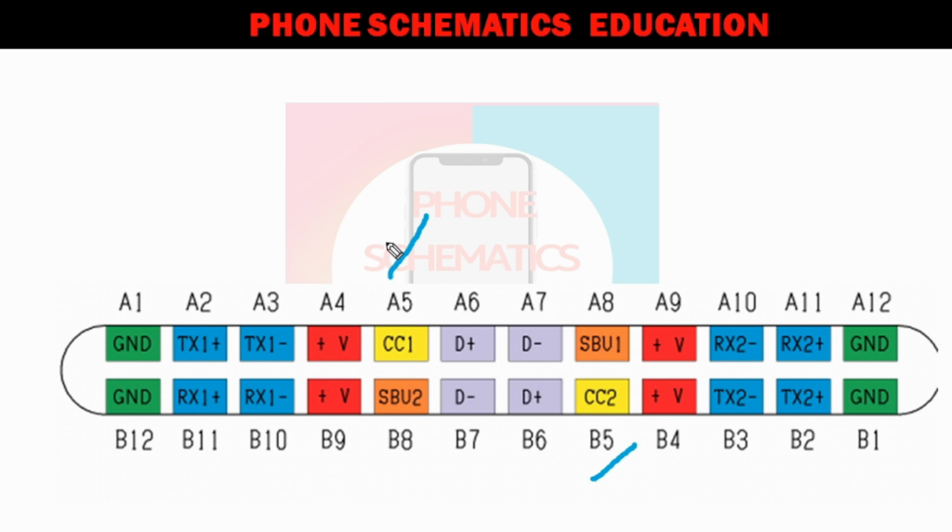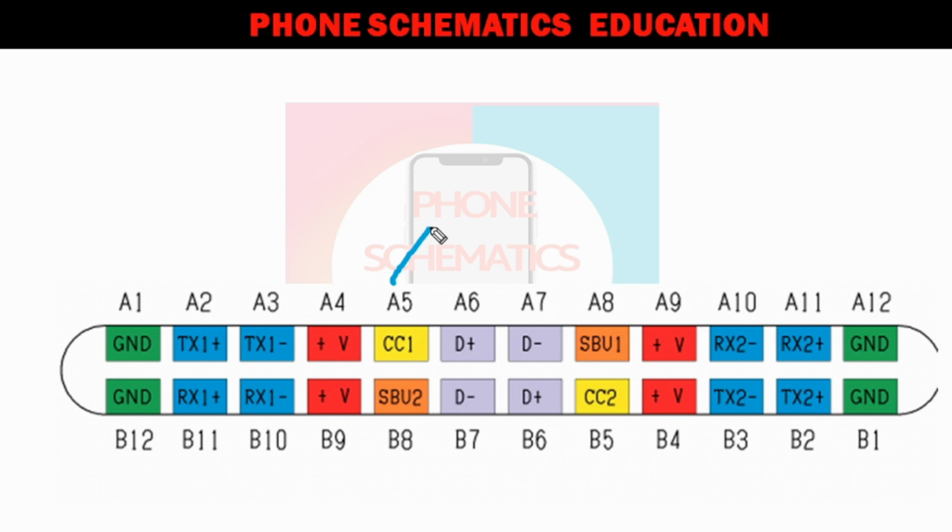Now next, the remaining pins: CC1, CC2 and SBU1 and SBU2. First, we talk about CC1 and CC2. These pins are very important pins. Now, what do CC1 and CC2 mean? Some call it configuration channel, and some people call it channel communication.